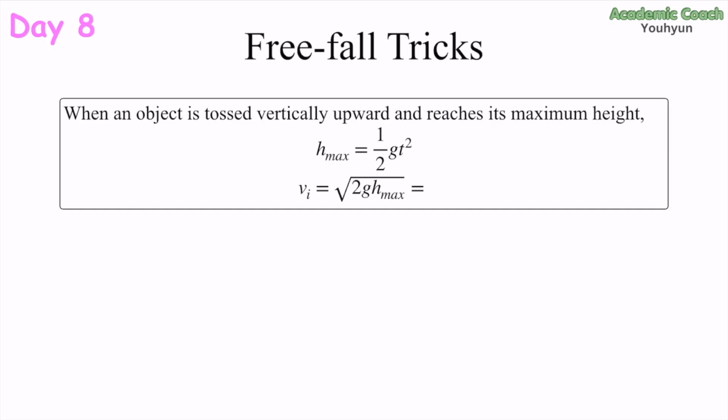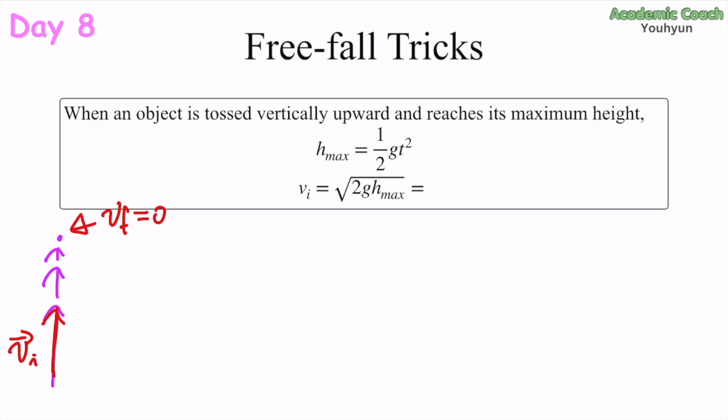The first scenario is when an object is tossed vertically upward and eventually reaches its max height. We know that when an object reaches its max height, it temporarily comes to a stop. So final velocity is automatically zero. This is the initial velocity that points upward. If you want to know h max, which is the height difference between the initial height and the max height where it comes to a stop, then we can immediately apply 1/2 g t squared, where t represents the amount of time it took for the object to move from the initial height to the max height.